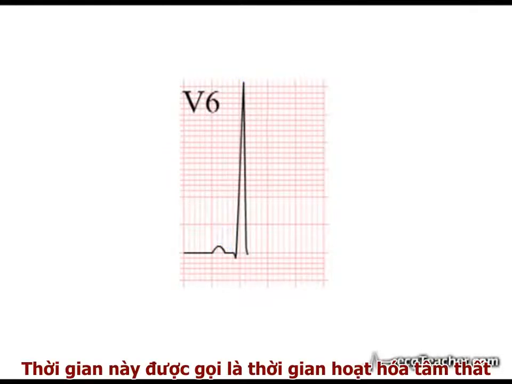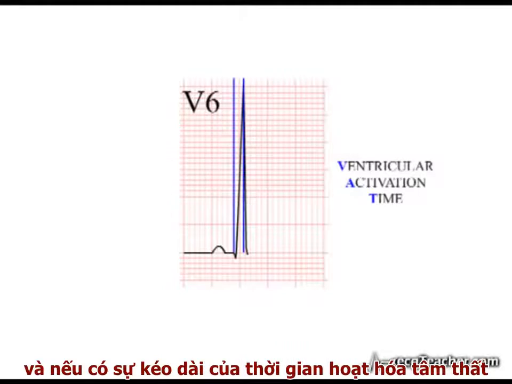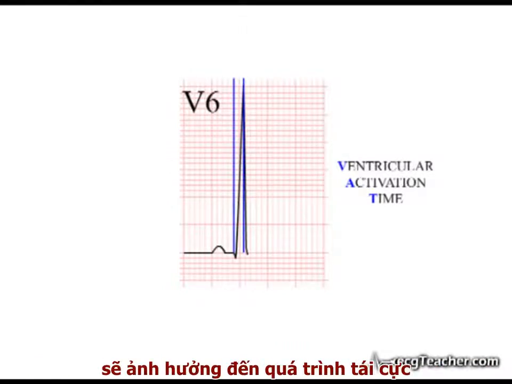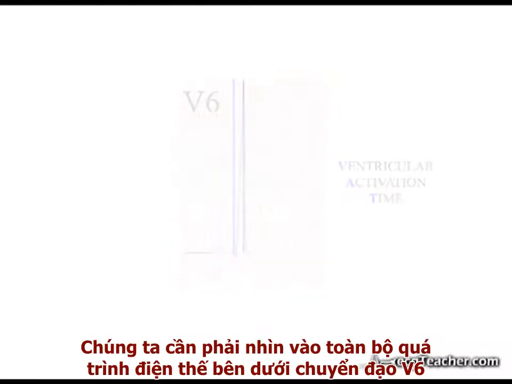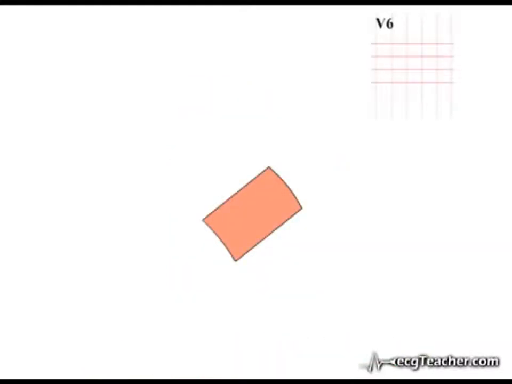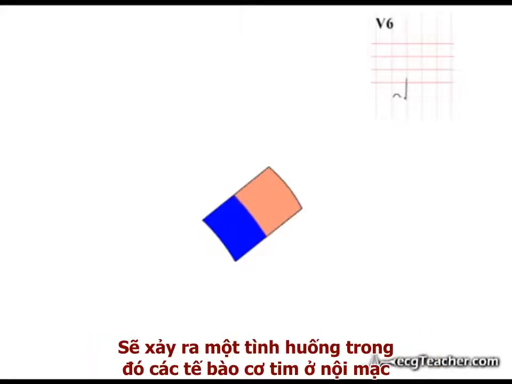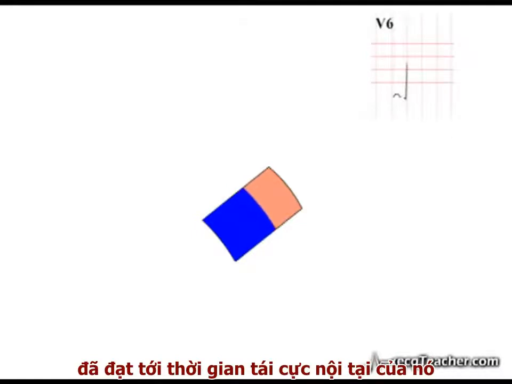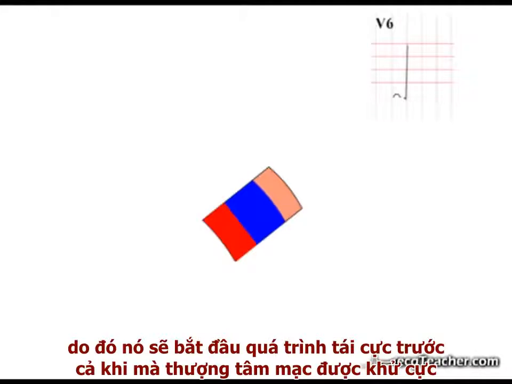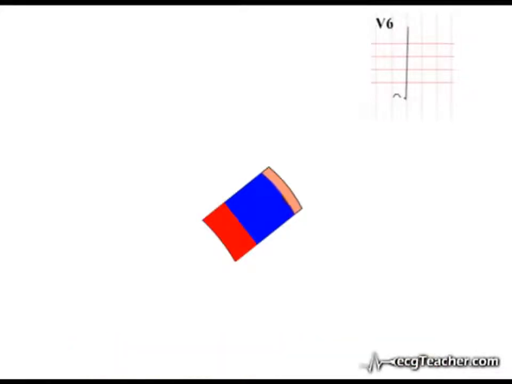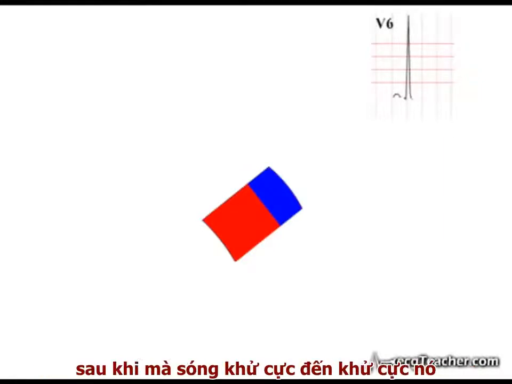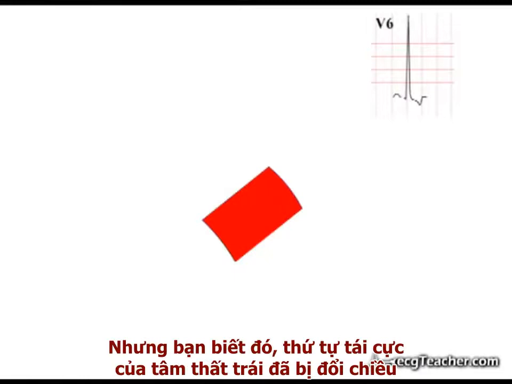This period is known as the ventricular activation time, and prolongation of the ventricular activation time impacts on repolarization. To understand how, we need to look at the complete sequence of electrical events under V6. As shown here, with prolonged transit of the depolarization wave across the thickened wall, a situation may arise whereby the endocardial cells have reached their intrinsic repolarization time and have started to repolarize before the epicardium has depolarized. The epicardium will repolarize as normal once the depolarization wave reaches it, but you will notice that the sequence of ventricular repolarization has reversed.